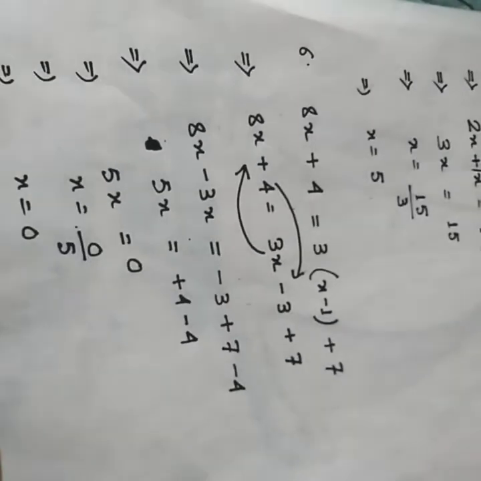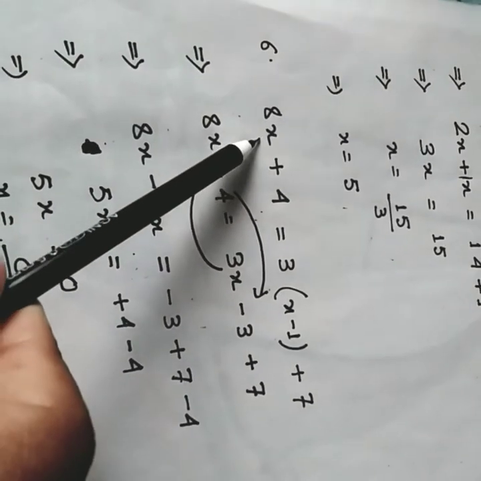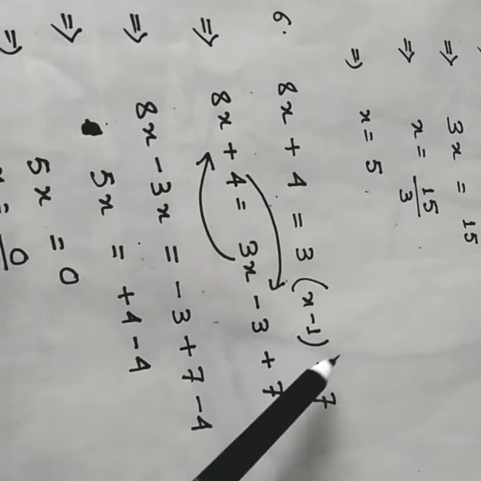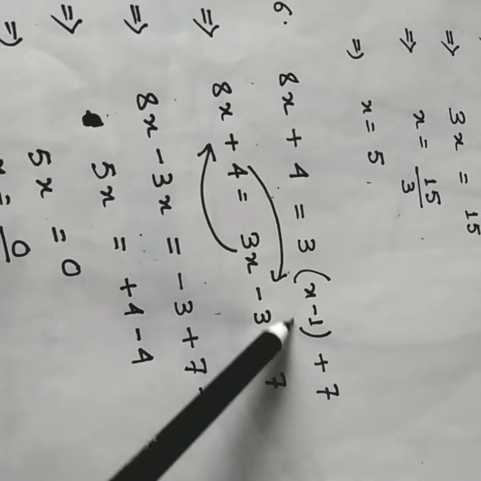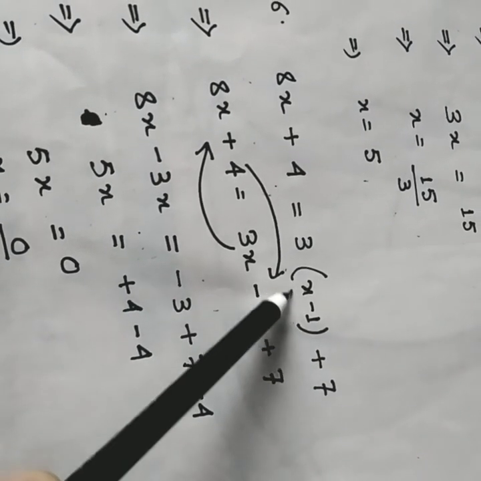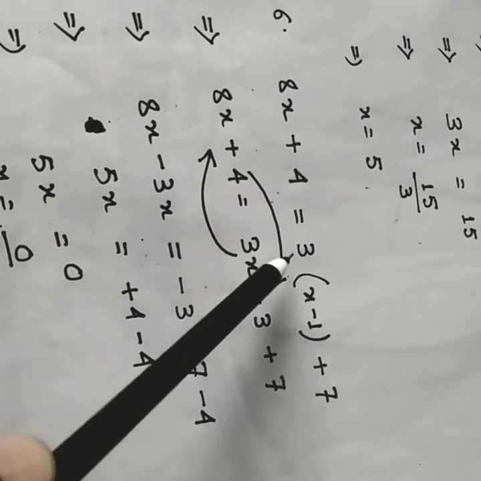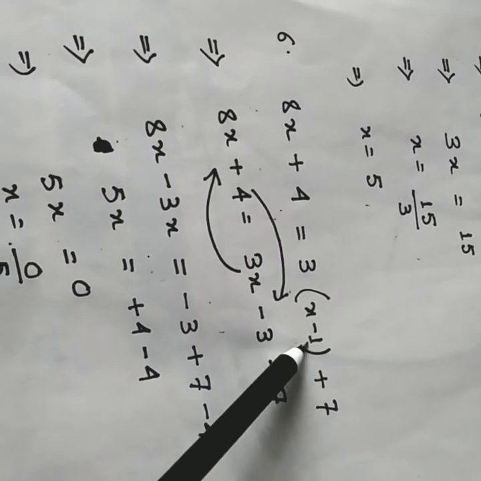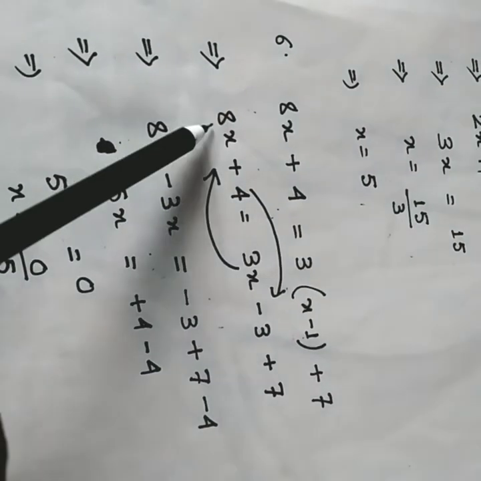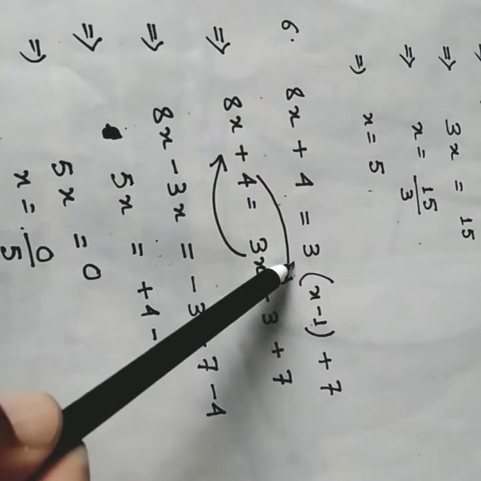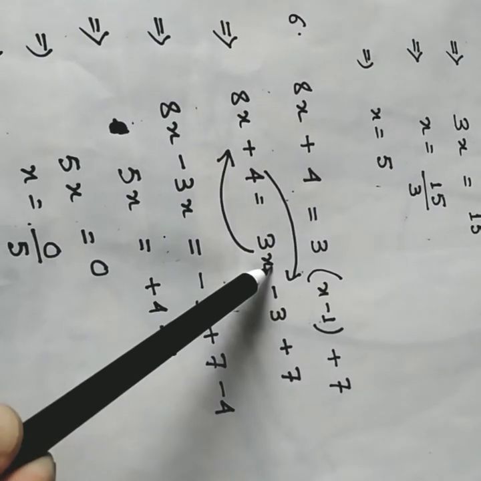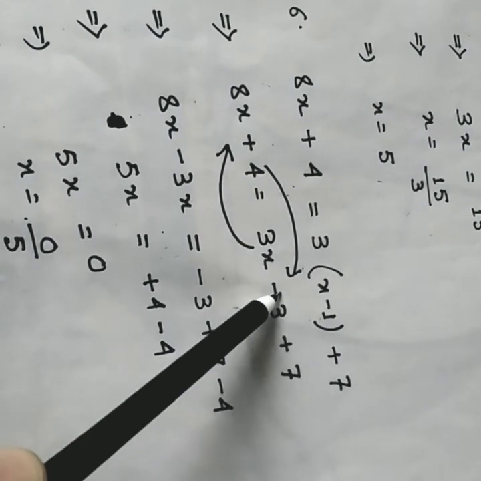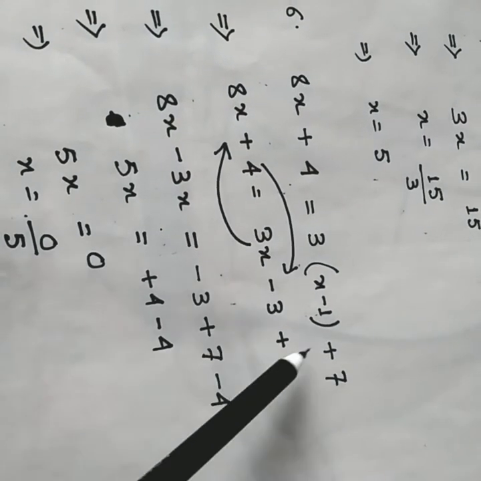Now question number 6 is very important. Again both sides are carrying the variable, but if you carefully observe the right hand side, there is something inside the bracket also. So the first thing you have to do is open the bracket, that is 3 into the bracket x minus 1. We'll keep everything else intact, that is 8x plus 4 equals, now open the bracket, 3 into x is 3x. No sign here means plus sign. Plus times minus is minus, 3 ones are 3, plus 7.